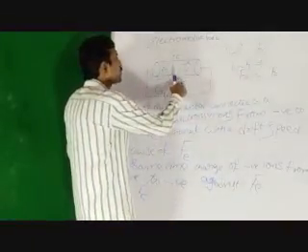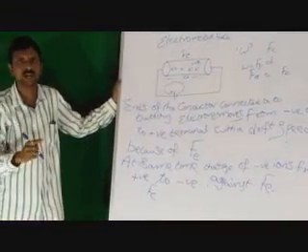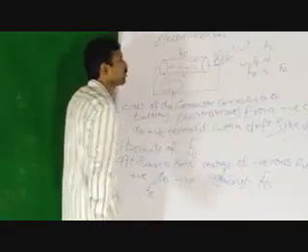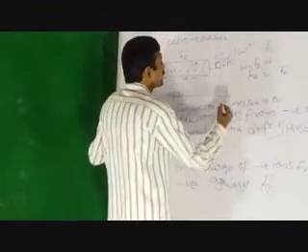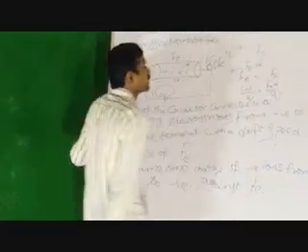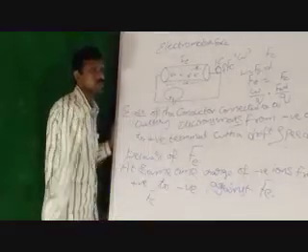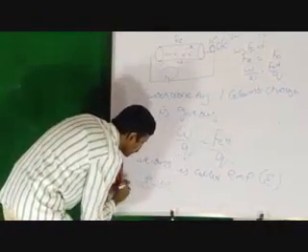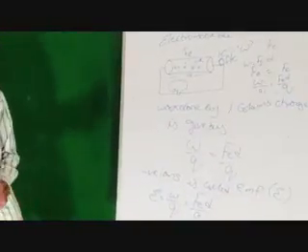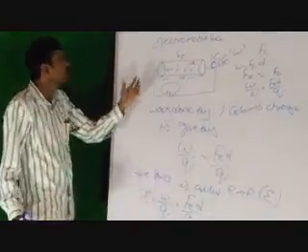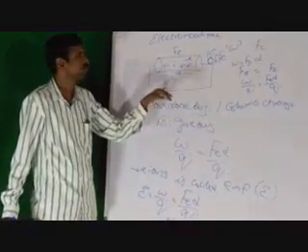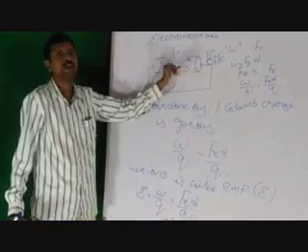Here I have to calculate for 1 coulomb of charge. The work done on 1 coulomb of charge is W by Q, which is equal to Fe into D by Q. So I am writing: the work done by 1 coulomb of charge is given by W by Q is equal to Fe into D by Q.